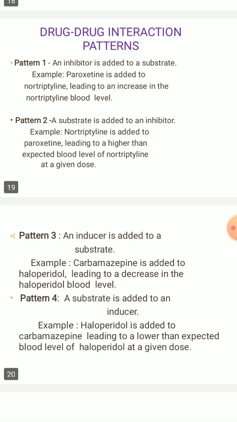If you are coming to pattern 3, what is going to happen here? An inducer is added to a substrate molecule. So what will be the action of the inducer on a substrate? For example, if carbamazepine, the inducer, is added to haloperidol, which acts as the substrate, it leads to a decrease in the haloperidol blood level.